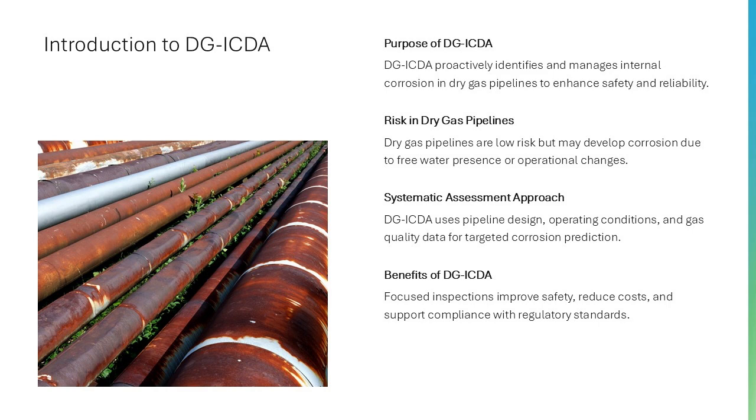The methodology emphasizes understanding pipeline design, operating conditions, gas quality, and historical performance to establish a defensible integrity assessment. DG-ICDA is particularly valuable because internal corrosion is often difficult to detect using conventional inline inspection tools in gas pipelines, especially when corrosion is localized. By focusing resources on the most susceptible locations, DG-ICDA improves safety, optimizes inspection costs, and supports regulatory compliance.